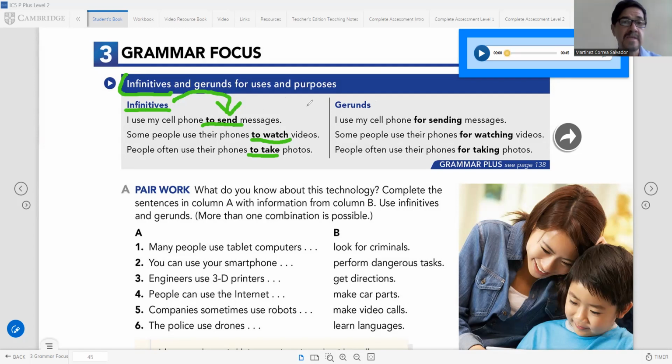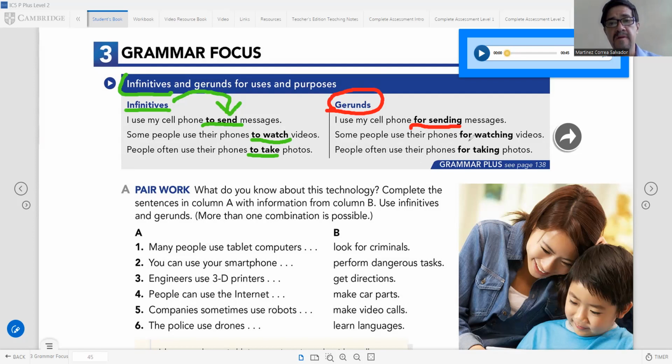You can do the same, explaining uses and purposes, but in this case using gerunds. You are saying the same, but using another structure. So you can say, I use my cell phone for sending. It's the same idea, to send, for sending. I use my cell phone for sending messages.